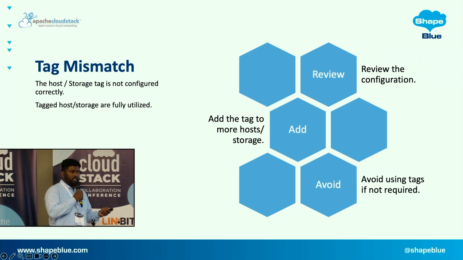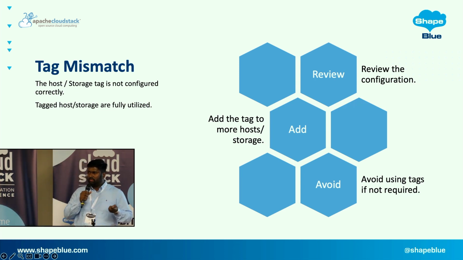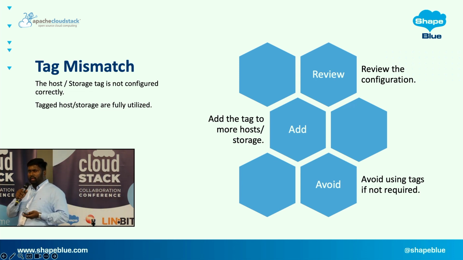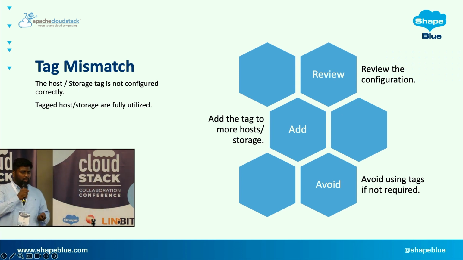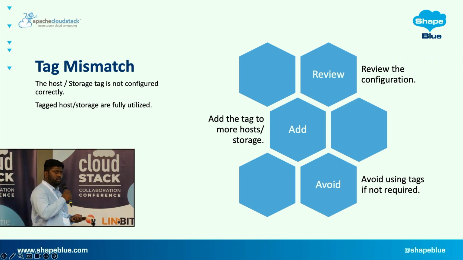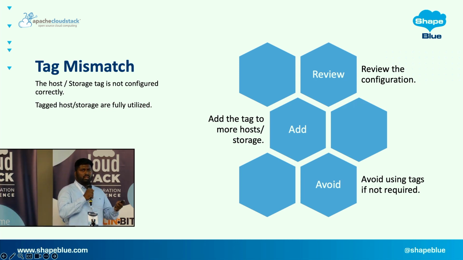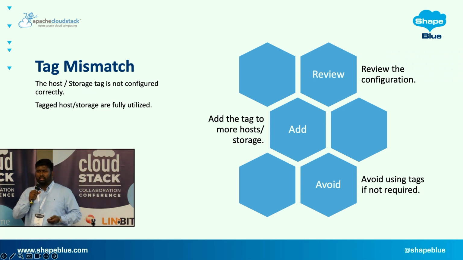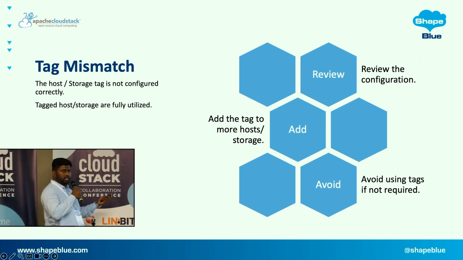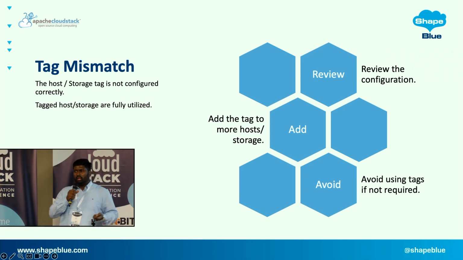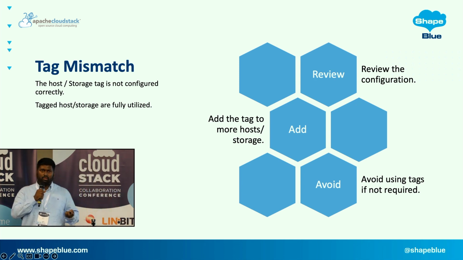Resource tags, specifically host tags and storage tags, are a great feature in CloudStack to control the VM instance placement on your hosts. It gives you a lot of control as an admin. However, there are scenarios where you could make incorrect configurations, such as you must have added a tag to the offering, but it is missing on the resources, such as storage or host. In such scenarios, you might hit instance deployment failures.